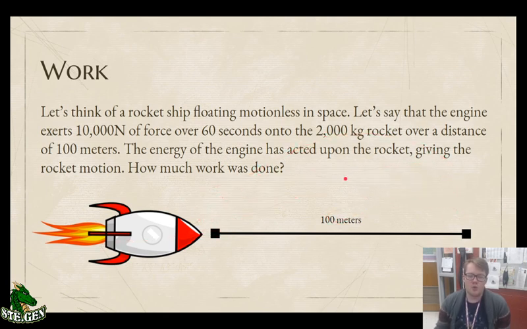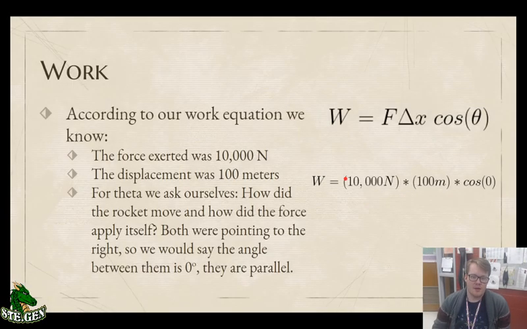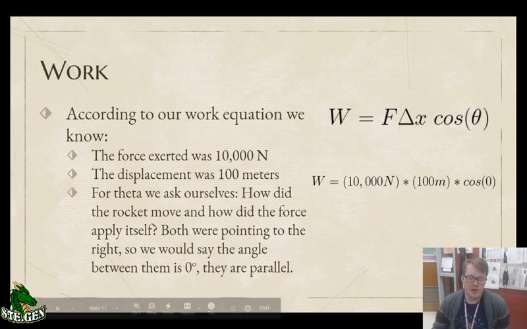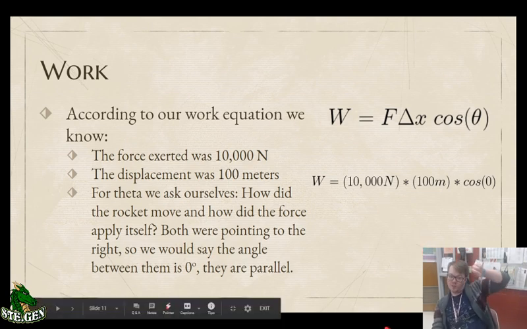So how much work was done? According to our work equation, work equals the force times the displacement times cosine of theta. The force exerted was 10,000 newtons, because we were given that in the problem. The displacement was 100 meters. And then for theta, we ask ourselves, how did the rocket move and how did the force apply itself? We know that the gas moved backwards, but that gas leaving is what propelled the rocket to the right, or this direction in our picture.